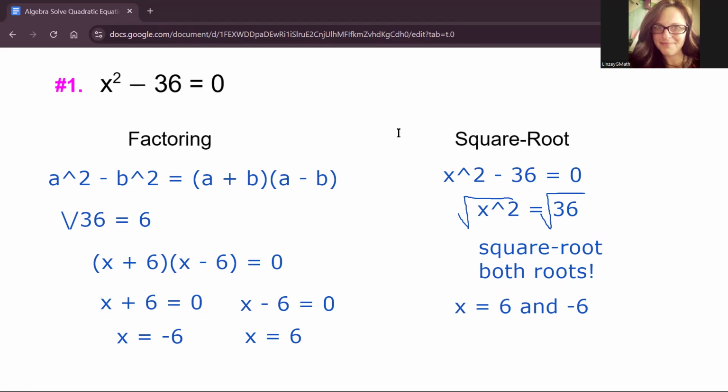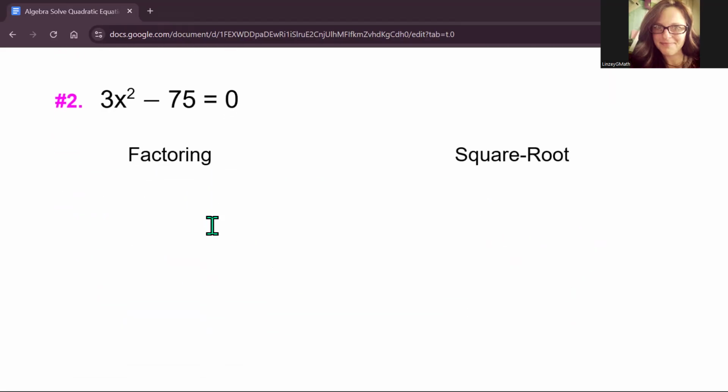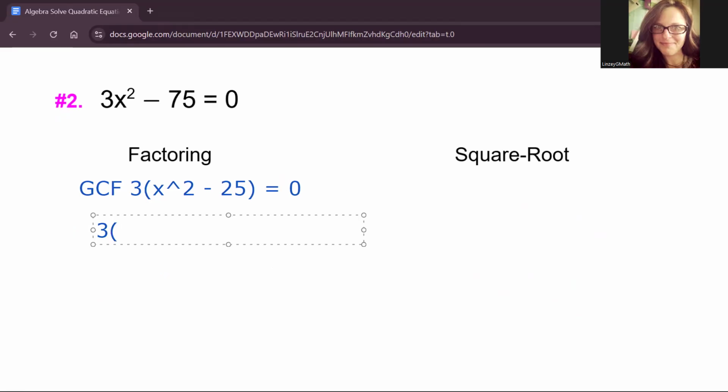Number two, factoring. I see that we have a greatest common factor. We can factor out a 3 from both terms. We're left with x squared minus 25. Then once again, we have a difference of squares, so we can use our pattern. x plus 5, square root of 25 is 5, and x minus 5. And then we'll set each factor equal to 0.